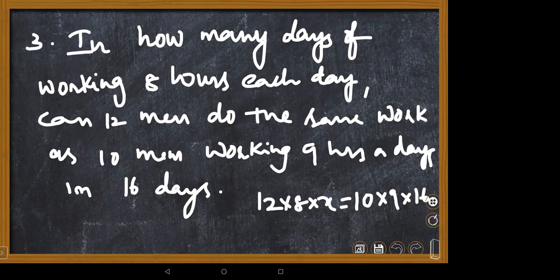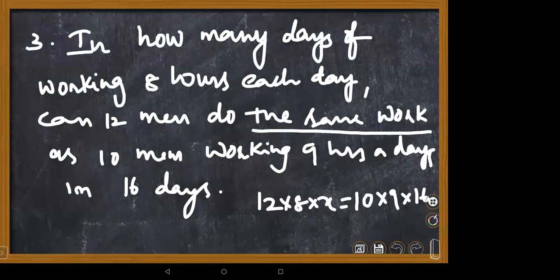Nana, see here: in how many days of working 8 hours each day can 12 men do the same work? This condition is given. The same work as 10 men working 9 hours in 16 days. 10 men, 9 hours, 16 days is nothing but 12 persons, 8 hours, and how many days is x. You have to take 12 into x multiplied with 8 equal to 10 into 9 into 16. Why are we equating? Both are equal, they are completing the same work. So you have to find the value of x.